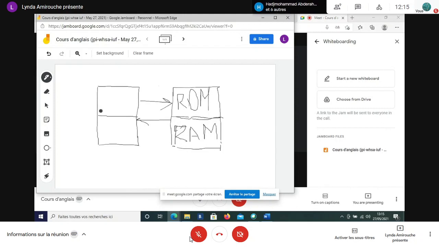Donc, par rapport au processeur, vous avez 2 unités principales. Le processeur est constitué de 2 unités principales. D'accord? Quelles sont ces unités? Pour ceux qui ont fait un petit peu de programmation ou d'informatique, quelles sont ces unités? Pour dire de quoi est constitué, oui? De quoi est constitué mon processeur? Je vous écoute. No idea? Are you here?